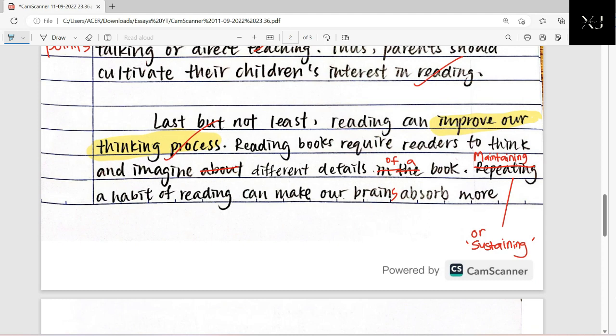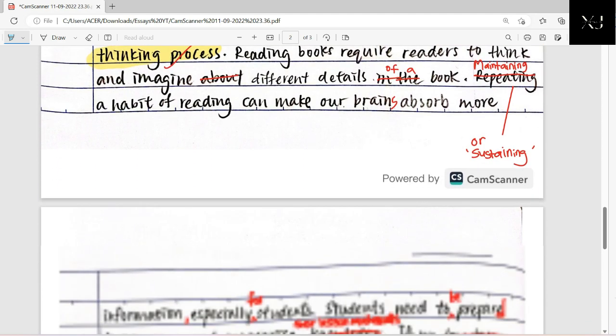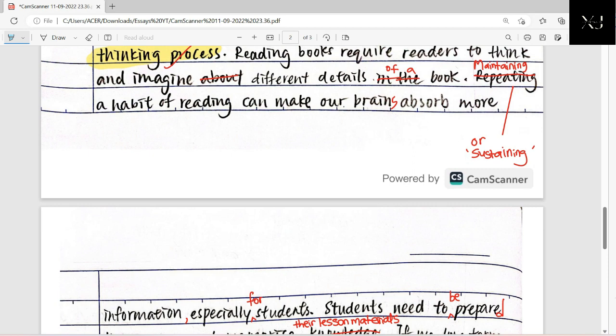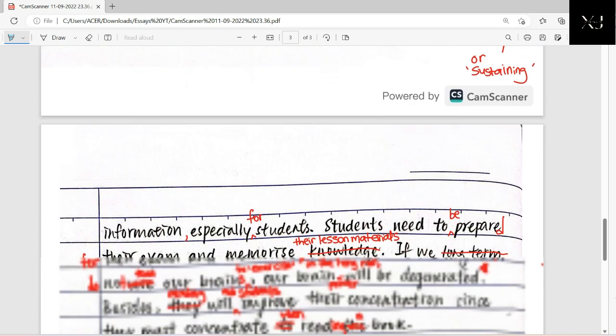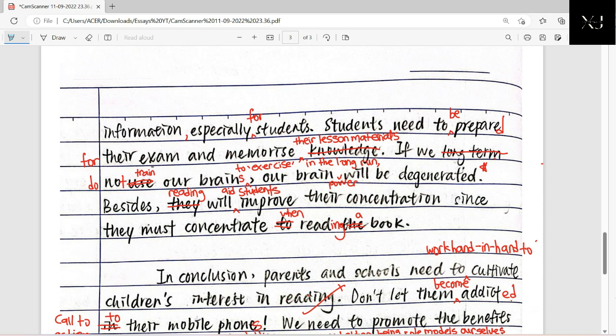Maintaining or sustaining, whichever word you all want to use, a habit of reading can make our brains absorb more information, especially for students. When you absorb more info, I think you all should know this by now, the more information you have, the more knowledge you have, it is actually more advantageous to you. Which is why we should always read to gain more information and knowledge.